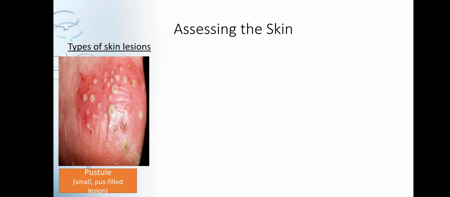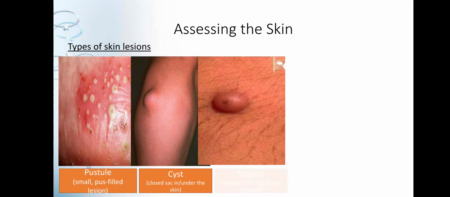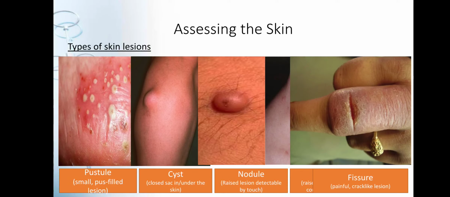So we have the different types of skin lesion. Pustules po is what we call yung small pus filled lesion. Yan po yung mga pustules. Yan po yung cyst, a closed sac in or under the skin. So, wala siya, hindi mo makikita yung kanyang discharges. Okay, we have the nodules, a raised lesion detectable by touch. We have the wheal, a raised reddish area, commonly itchy. Okay? We have the fissure, a painful crack-like lesion.